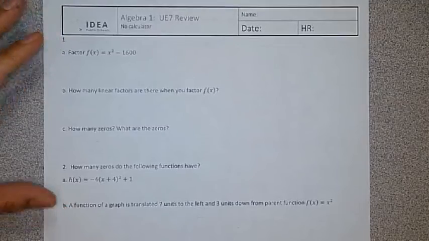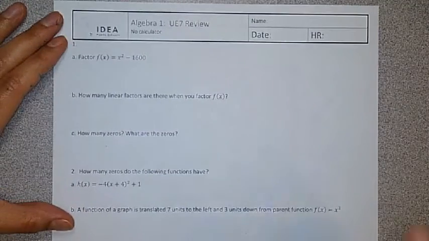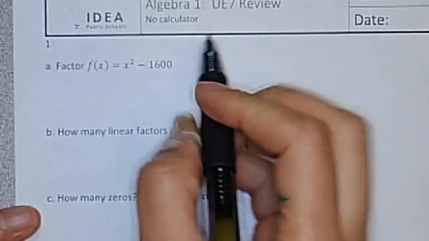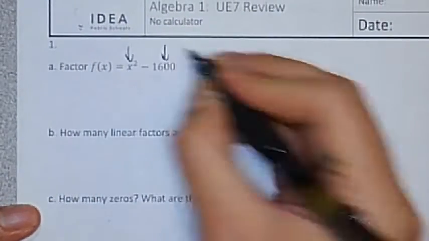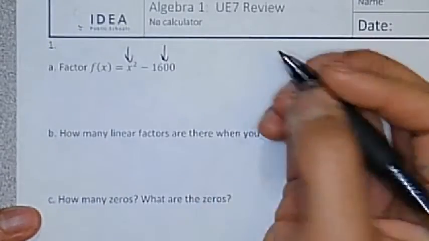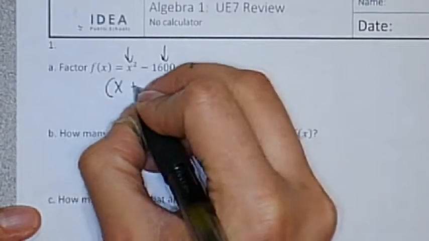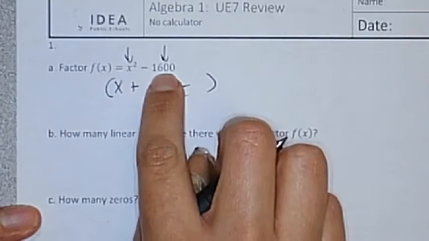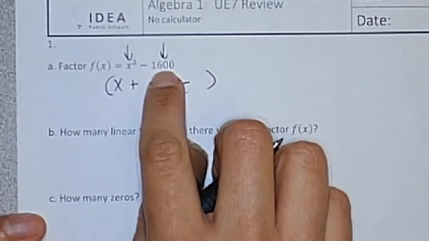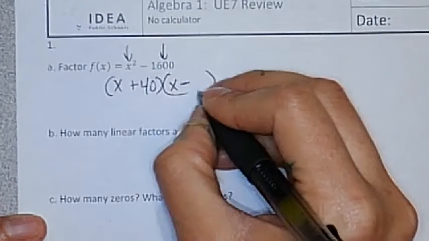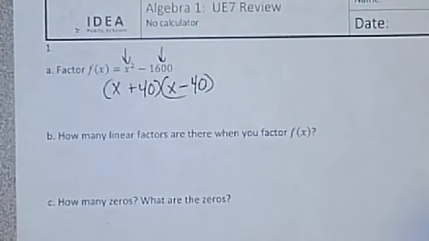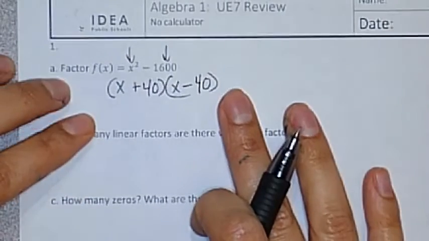We're going to start with review for unit exam 7. The first question asks you to factor. This is a difference of squares. This is a perfect square, and that's also a perfect square. So I'm going to use my shortcut. This is going to be x plus and x minus, and then the square root of that is 40. 40 times 40 is 1600. Okay, so those are my factors.